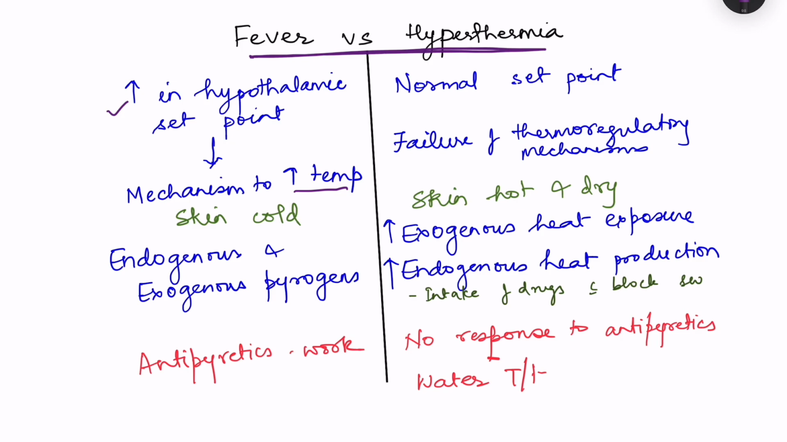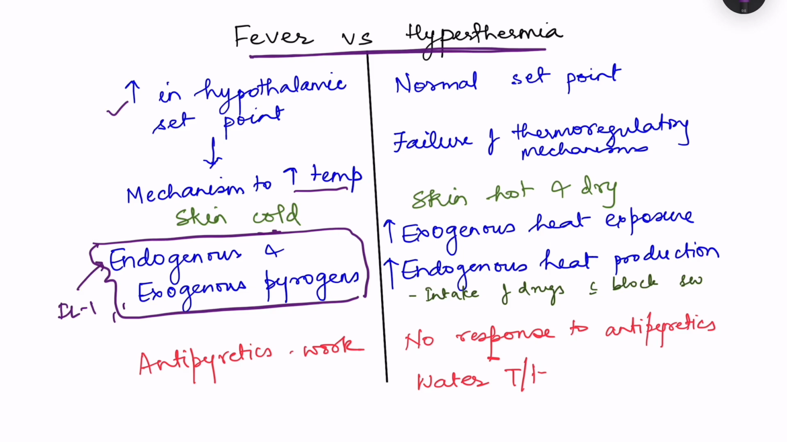Because of that, there is vasoconstriction, so the skin appears cold, and this occurs due to the presence of endogenous and exogenous pyrogens. Endogenous pyrogens we saw, these are IL-1, IL-6, okay. Other ones are also there, like TNF alpha. So this causes an increase in the hypothalamic set point, and in this condition antipyretics work. We will see the mechanism shortly.